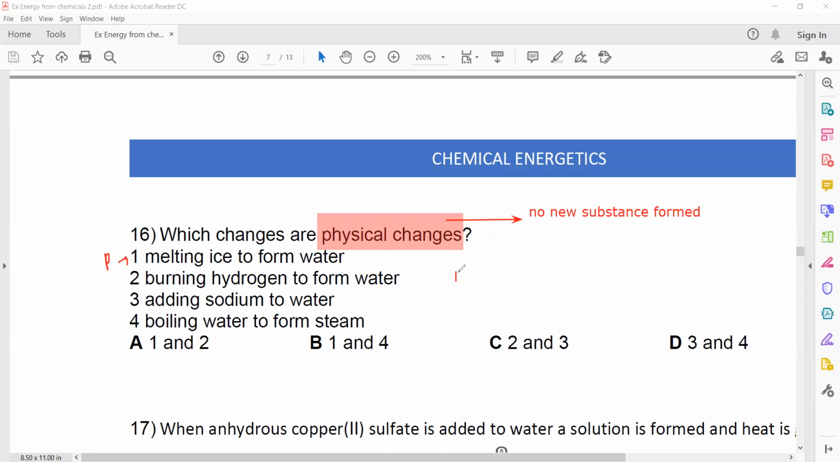Burning hydrogen, what happens when you burn hydrogen? Hydrogen reacts with oxygen and forms water. So it forms a new substance, so it's a chemical change. Adding sodium to water, there is a chemical reaction. Boiling water to form steam is also a physical change because only the change in state occurs, no new substance forms. So the right answer is 1 and 4. Physical changes, no new substance forms. Chemical changes, a new substance forms.